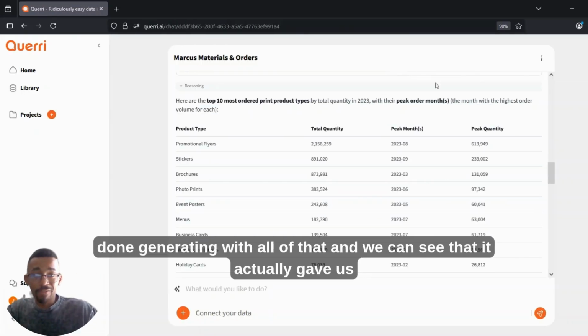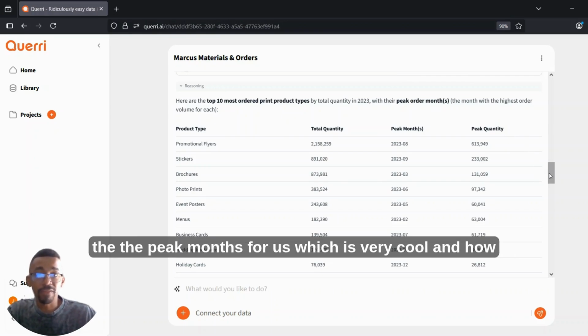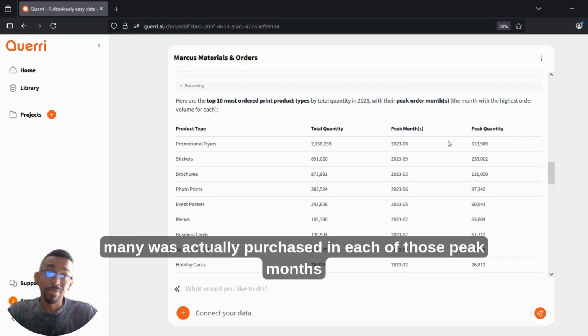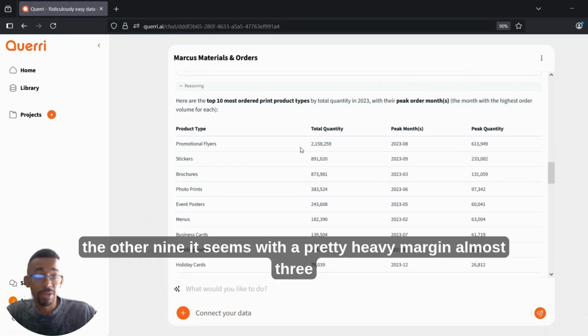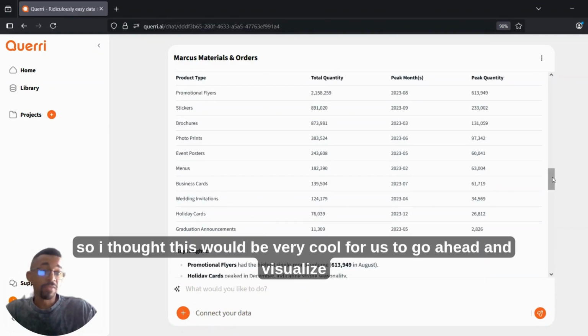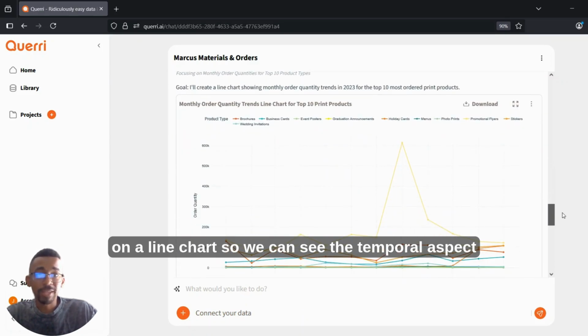Query is done generating with all of that, and we can see that it actually gave us the top 10 most ordered product types and even calculated the peak months for us, which is very cool, and how many was actually purchased in each of those peak months. Promotional flyers beats out every one of the other nine, it seems, with a pretty heavy margin, almost three times. So I thought this would be very cool for us to go ahead and visualize on a line chart so we can see the temporal aspect of this data.